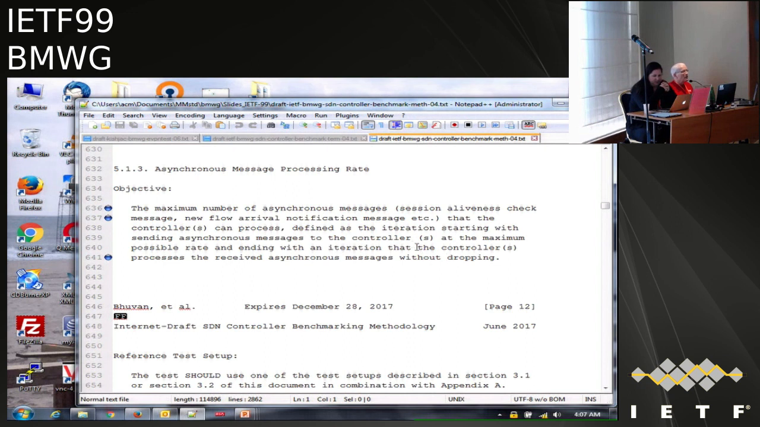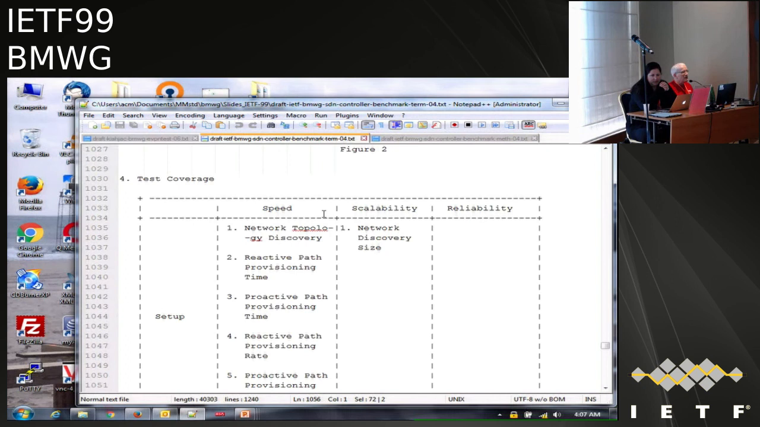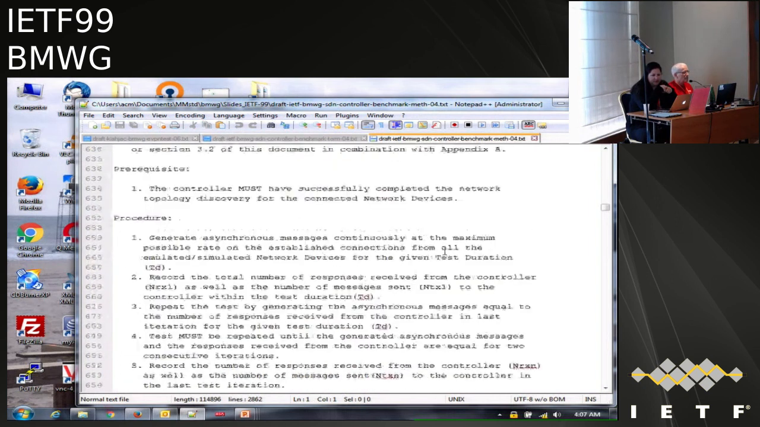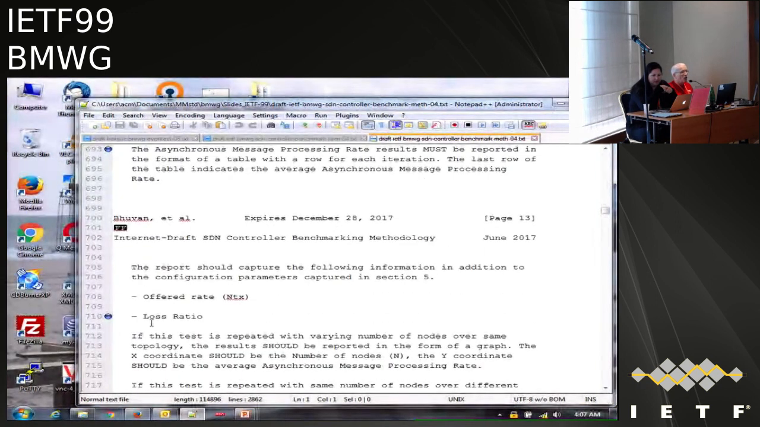So basically I'm suggesting that we go back and add the accuracy column here, and then pick up the measured loss ratio, and plot that in a two-dimensional form, so that you'd have the offered rates, the loss ratios, and the achieved asynchronous message rate that the controller can provide.